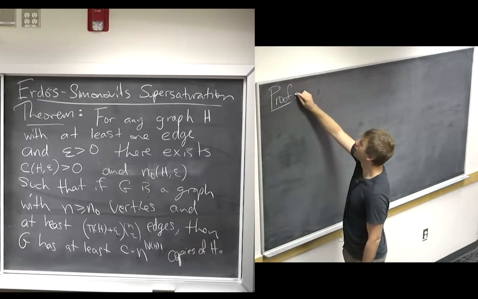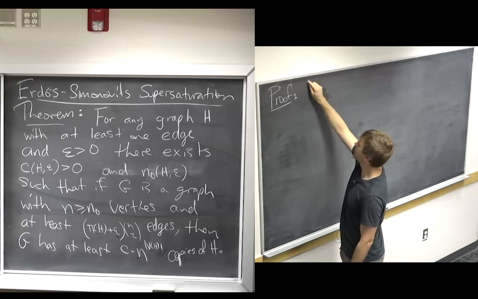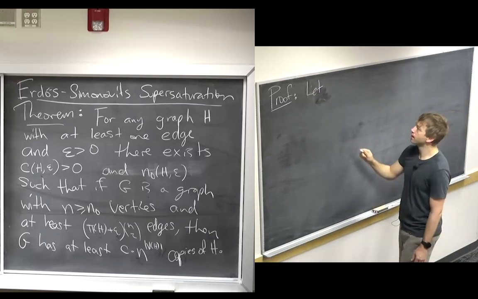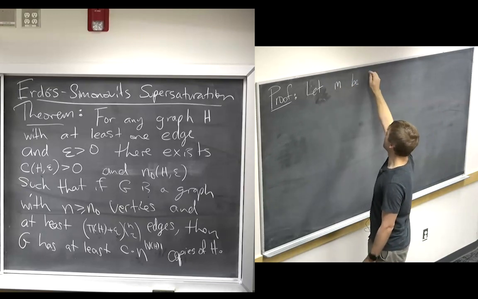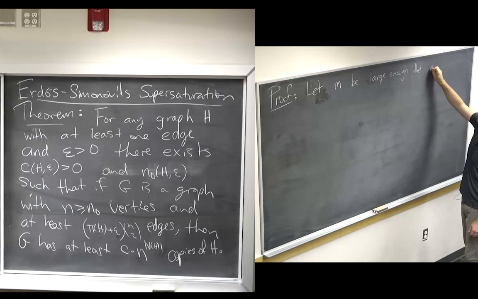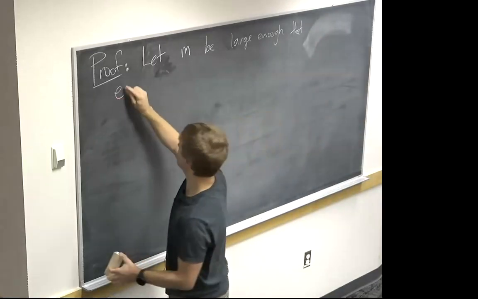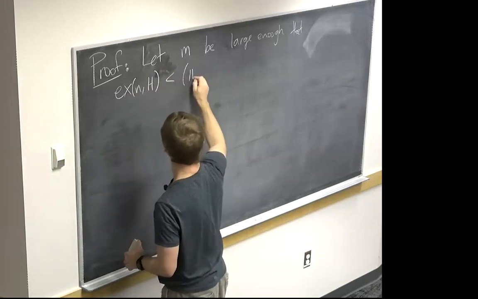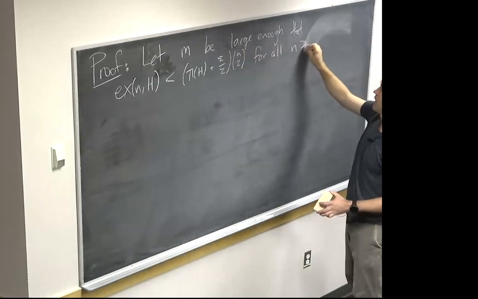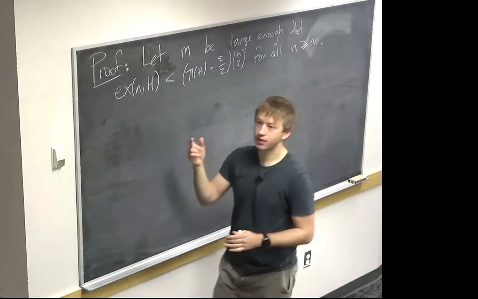Okay, so by definition of the Turán density, I can let, let's say, M be large enough that the extremal number ex(n, H) is less than (π(H) + ε/2) times n choose 2 for all n at least M. And this is just by definition of the Turán density.